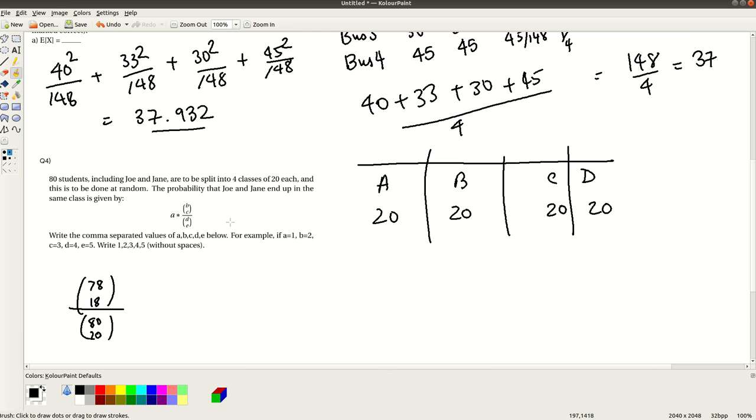So this is for classroom A. Similarly, you will have the same number for classroom B, classroom C, and classroom D. So that is why you get 4 times 78 choose 18 divided by 80 choose 20. So this is a counting problem. If you are having any doubts here, I suggest you go through the counting part of the lectures in the MIT series.